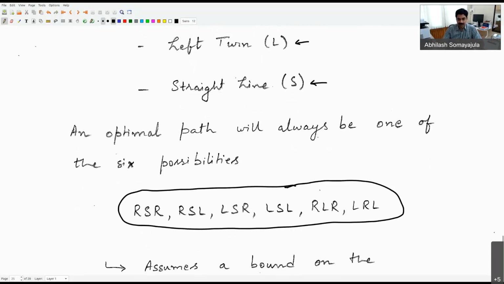So an optimal path that connects any two generic poses would involve a right turn, a straight line, and a right turn, or a right turn followed by a straight line followed by a left turn, or left straight right, left straight left, right left right, and left right left. So you'll see that the first 4 components generally include a straight line component as a part of it, and the last 2 include pure turning to reach the waypoint, the next pose, which I am specifying.